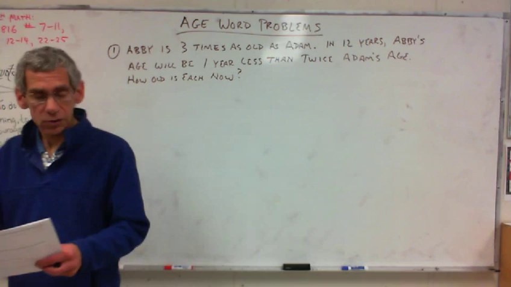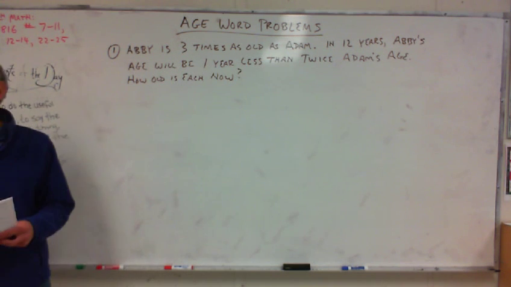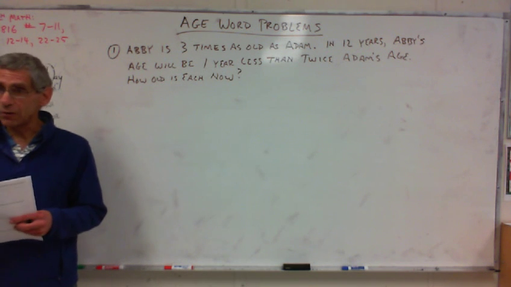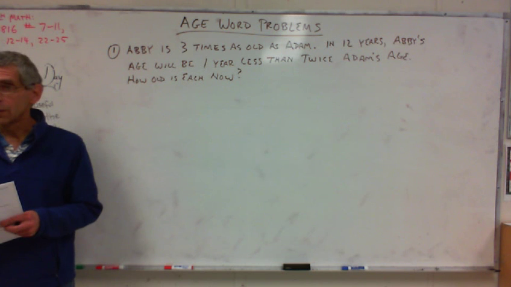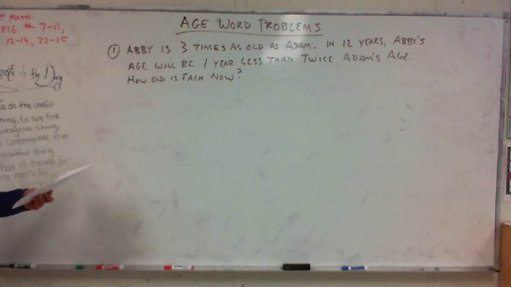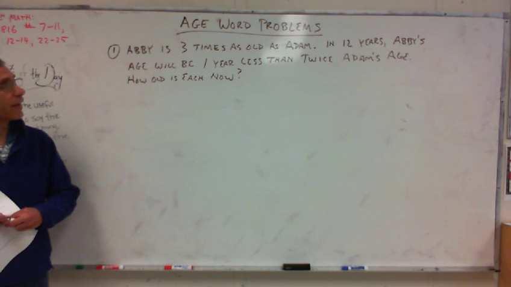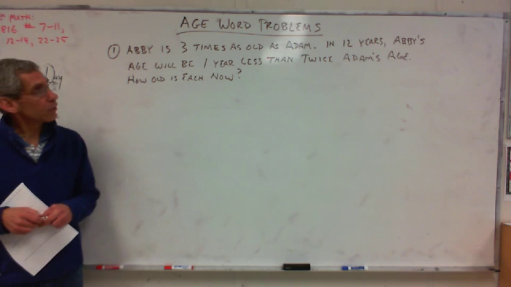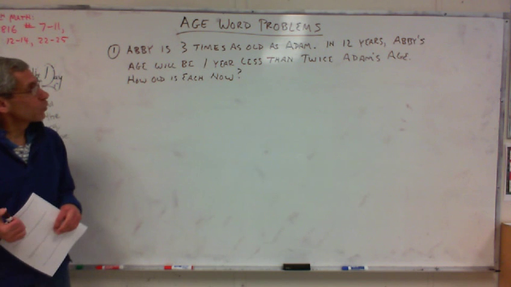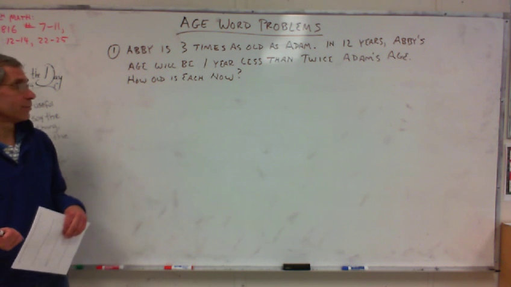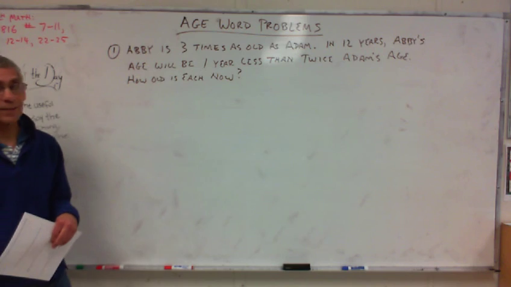All right, so let's just read this first of all. These are called age word problems, and they are one of my favorite kinds of word problems to do. Called age? No wonder they're called age, because we're all talking about ages, right? So Abby is 3 times as old as Adam. In 12 years, Abby's age will be 1 year less than twice Adam's age. How old is each now?